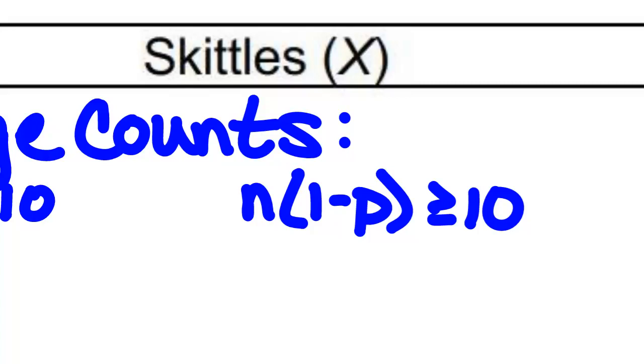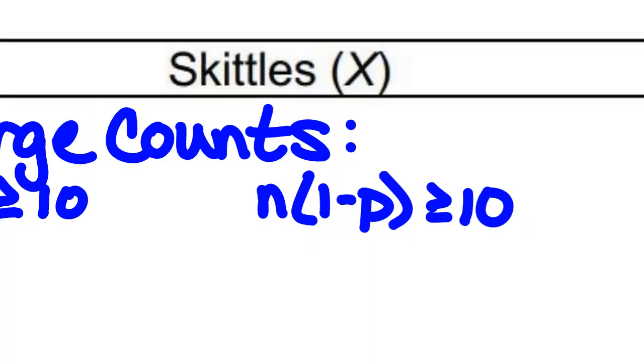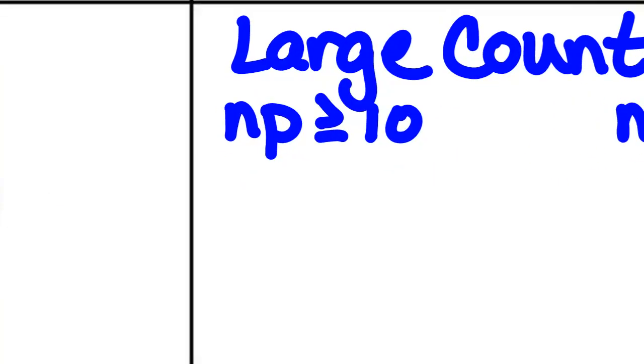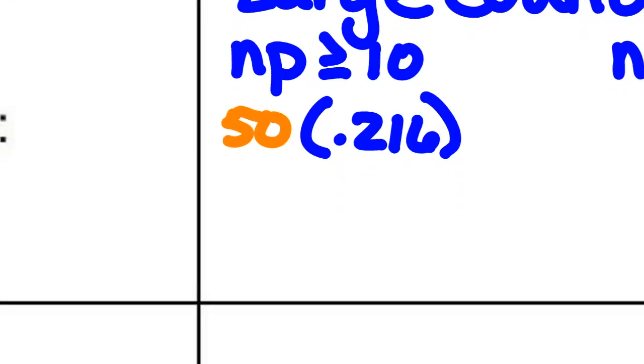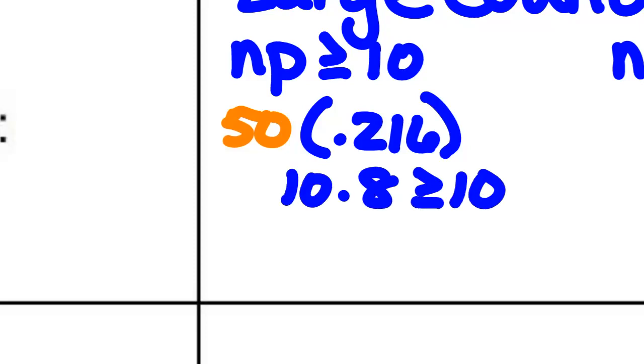needs to be greater than or equal to 10. For Skittles, what's my p? 0.216. What's n? 50 for both of these. 50 candies times 0.216. What do you get when you do that? 10.8. Is that greater than or equal to 10? Cool.